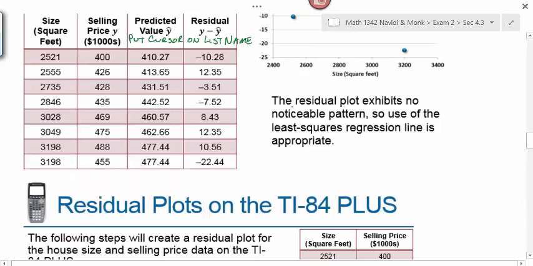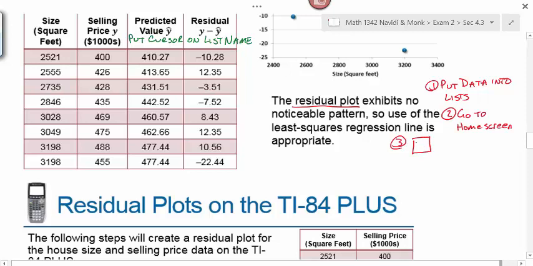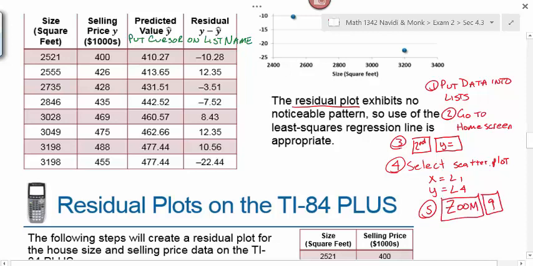To get the residual plot on the TI-84, the first thing you want to do is put your data in your list, just like we did over here. I've spelled out how to do the list. Then you're going to go back to the home screen. Then we hit second y equals and select the type of graph that you want. That's the scatter plot, where the x is list 1 and the y this time will be list 4. That's your residual. And then we hit zoom 9 to look at the residual.